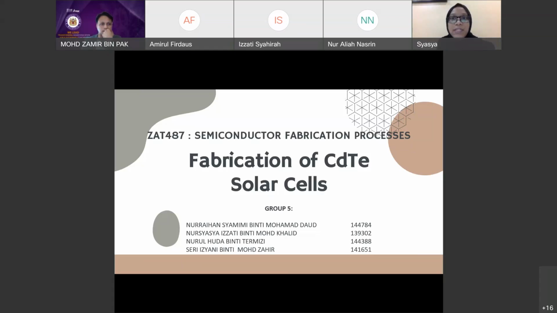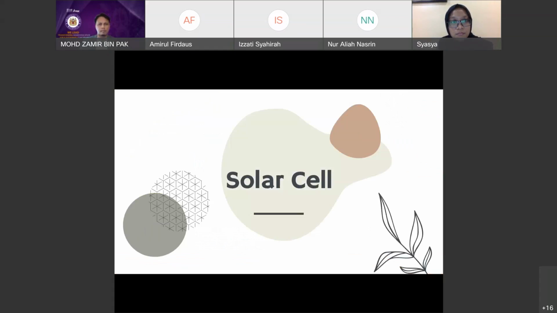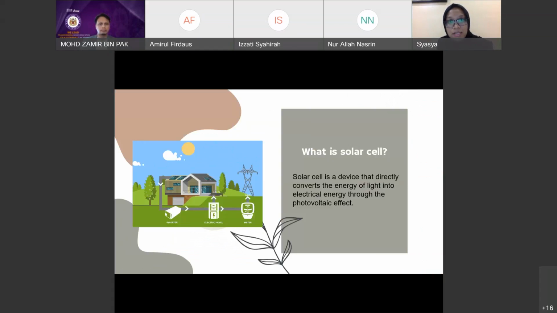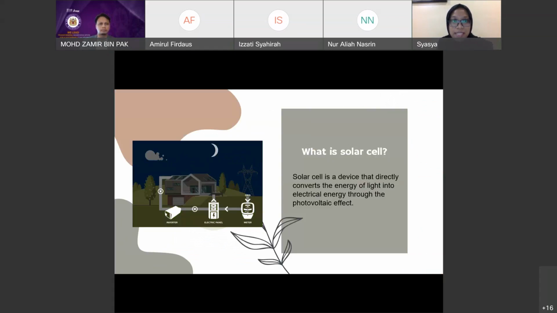Good morning to everyone. We are from Group 5, and we are going to present on the fabrication of cadmium telluride solar cells. I am Nur Shasha Izzati binti Muhammad Khalid. What is a solar cell? A solar cell, or photovoltaic cell, is a device that directly converts the energy of light into electrical energy.